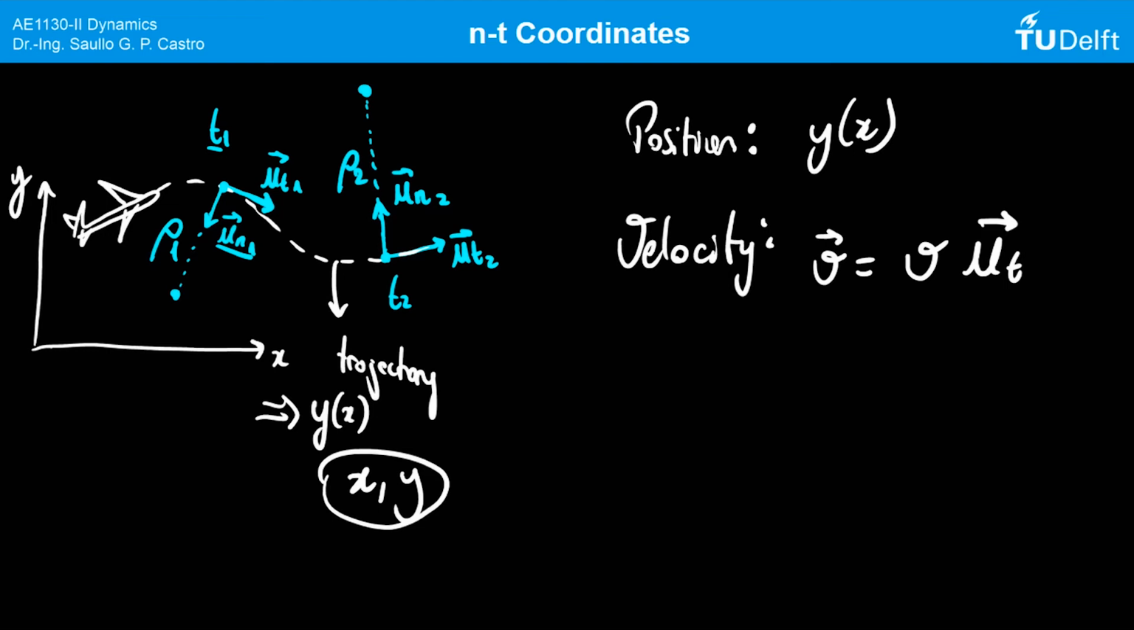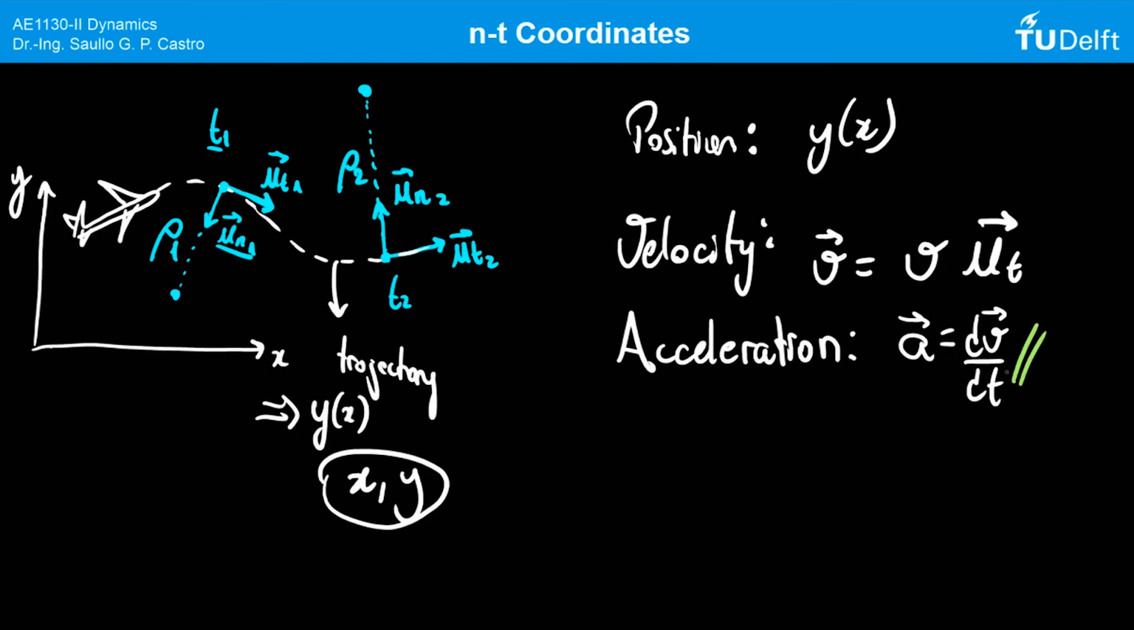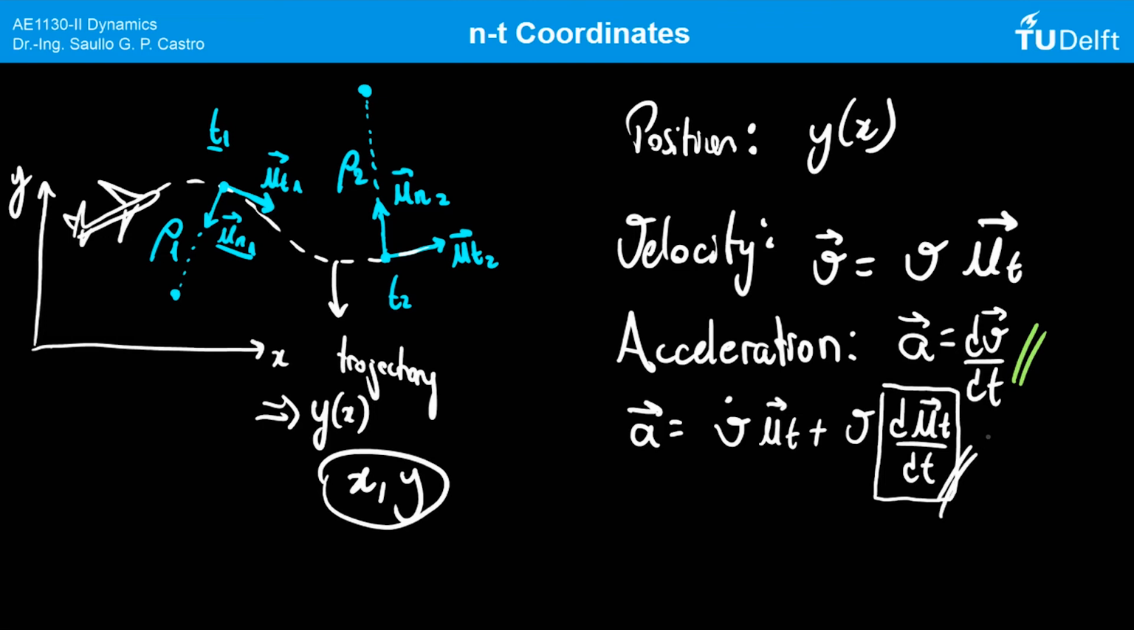Now let's define the acceleration in the normal-tangential coordinates. Again, we start using the very general definition for the acceleration. Let's apply this differentiation into the equation for the velocity. So what we get is actually... now the problem becomes finding this term here, dut dt, how the tangential direction is changing with time. Let's evaluate this term right now.